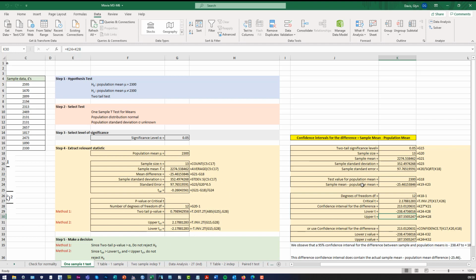But in this case, we're just calculating the confidence interval, and then comparing the confidence interval with the difference between the sample mean and the population mean. Please note, I've also included there the calculation of the confidence interval for the difference using the CONFIDENCE.T function.